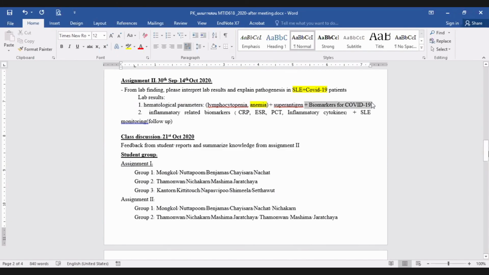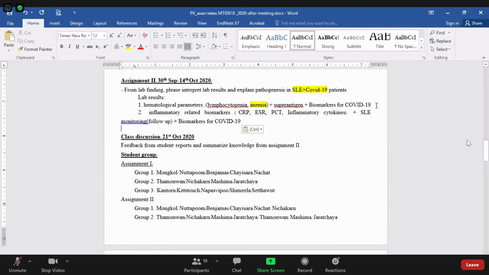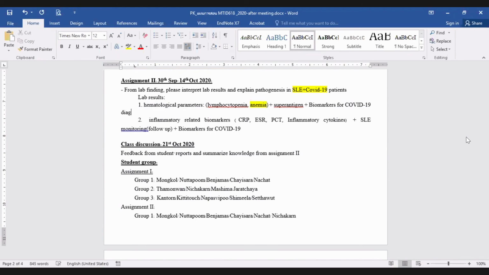All right. And any questions? Ajahn, about the pathogenesis of SLE, you mean how it correlates to the laboratory results or the criteria, right? Yes, madam.